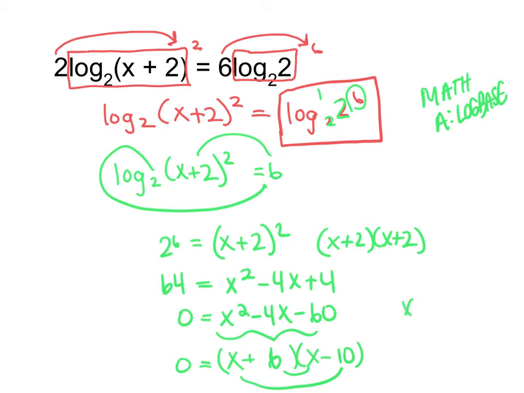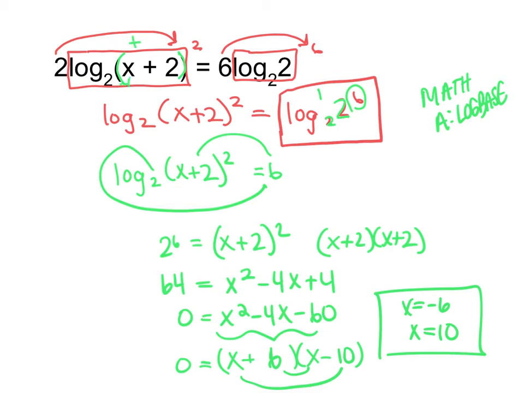Now I have two answers. I have x equals negative 6, and I have x equals positive 10. Now, while these appear to look like my two answers, I need to check them because remember, you cannot take the log of a negative value. So whatever follows right here has to be positive.